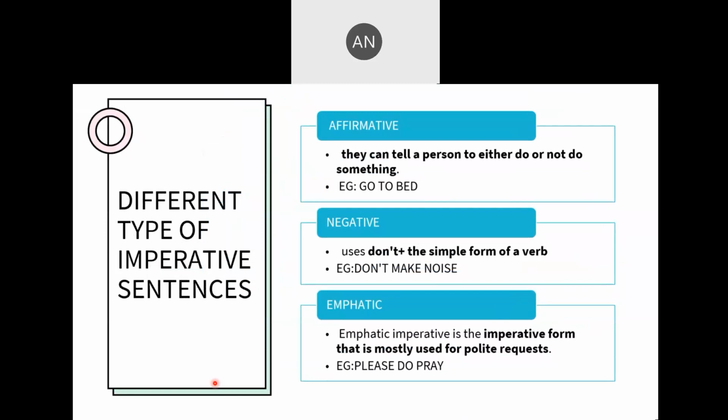Affirmative is go to bed. They tell the person to do or don't do something. Negative is don't plus simple form of a verb. Don't make noise. Emphatic imperative is used for polite request. Please do pray.